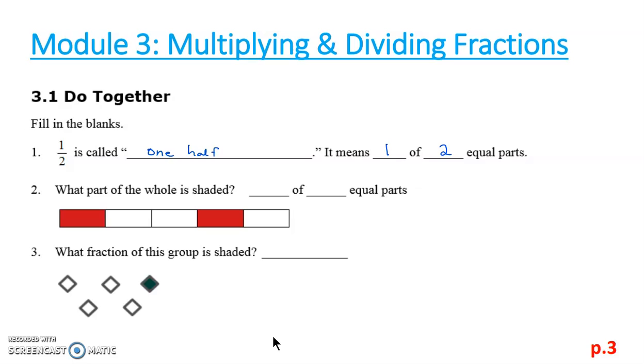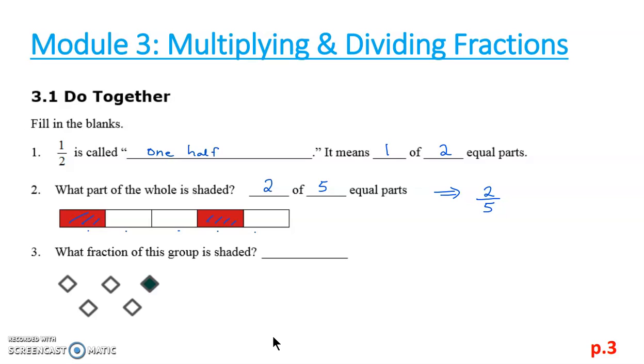If we look at number 2, what part of the whole is shaded? First, we need to know how many pieces we have. 1, 2, 3, 4, 5. So we have 5 total pieces, and 2 of them are shaded. So 2 out of the 5 equal parts are shaded. And as a fraction, this would become 2/5.